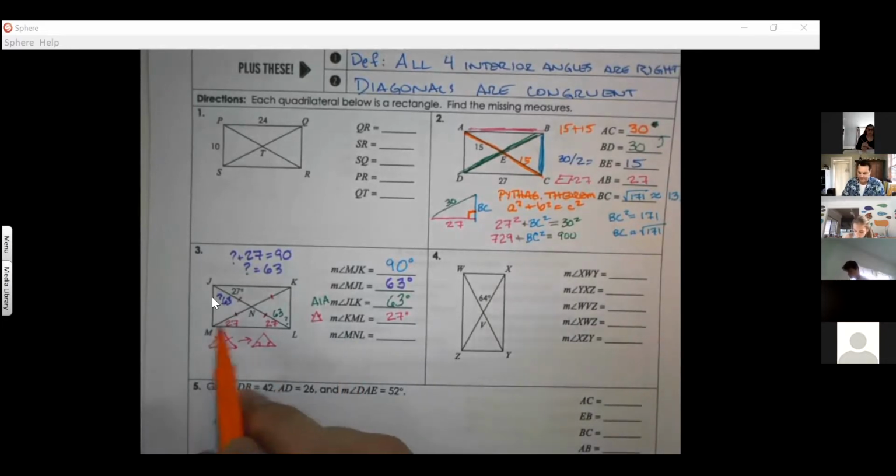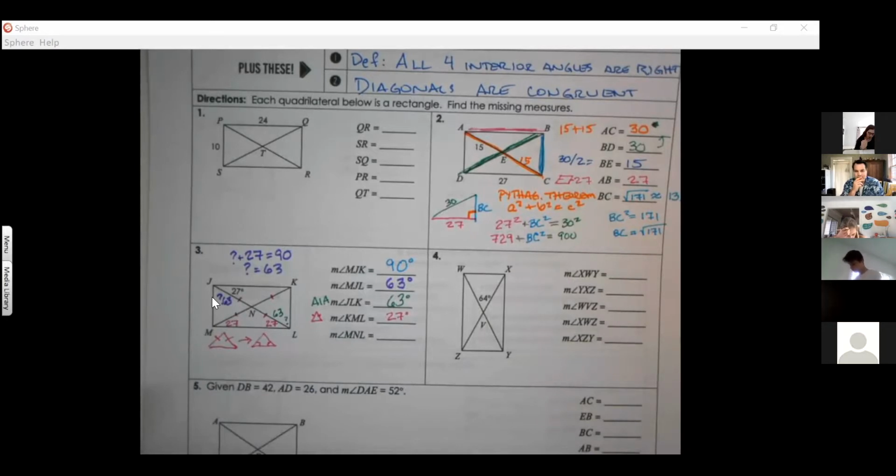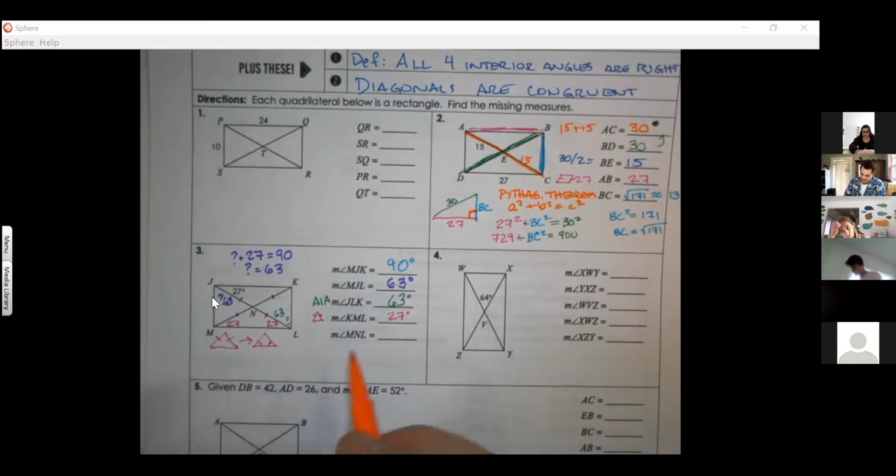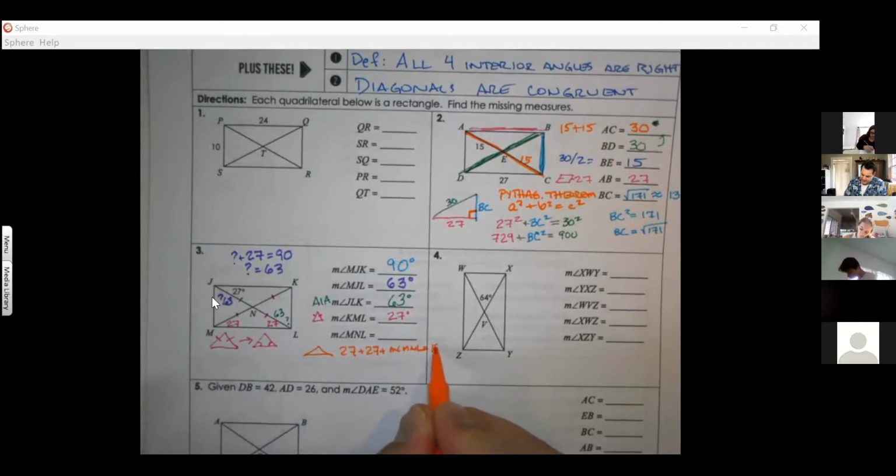What about MNL? Would it be 126? It would, good, because we see that it makes a triangle, right? So we'd say 27 plus 27 plus measure of angle MNL equals 180. So 54 plus measure of angle MNL equals 180. So the measure of MNL equals 126.